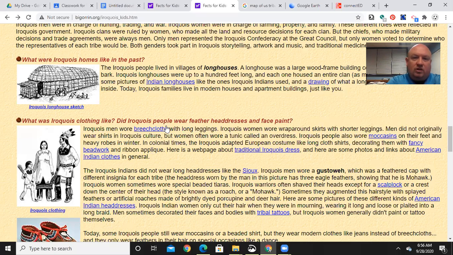They wore breechcloths with long leggings. Women wore wraparound skirts with shorter leggings. Men did not originally wear shirts in Iroquois culture, but women often wore a tunic called an overdress. Iroquois people also wore moccasins on their feet and heavy robes in winter, as we know that it is much colder in northern New York compared to Alabama and Georgia, where the Creek were.